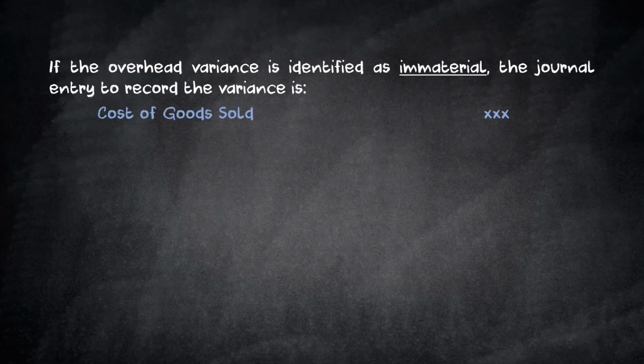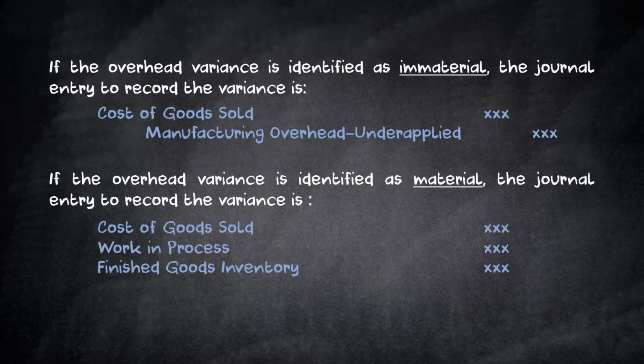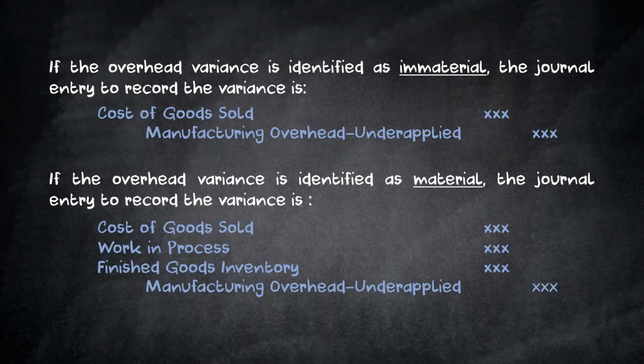Now, after identifying if we are over or under applied, we need to identify whether we will treat this as material or immaterial. This usually depends on the company's policy. If the company says to treat it as immaterial, we need to close that over or under applied amount to our cost of goods sold.